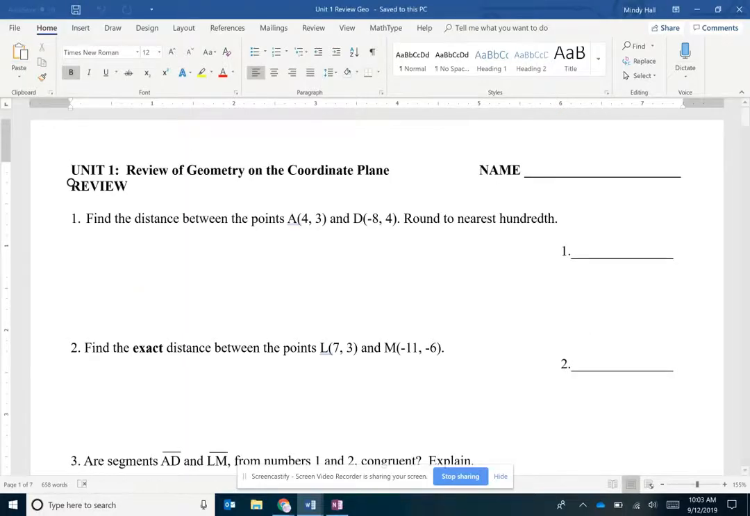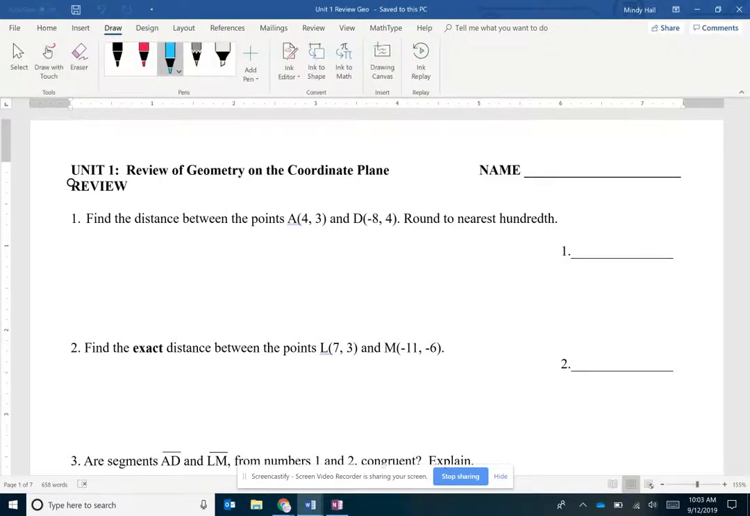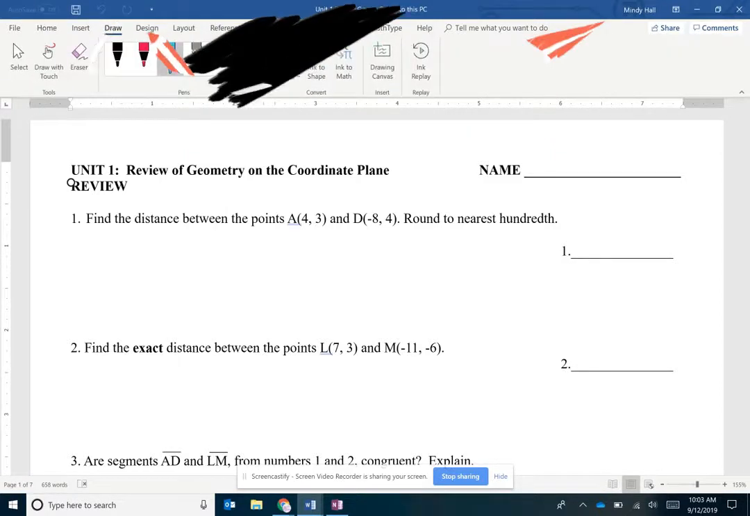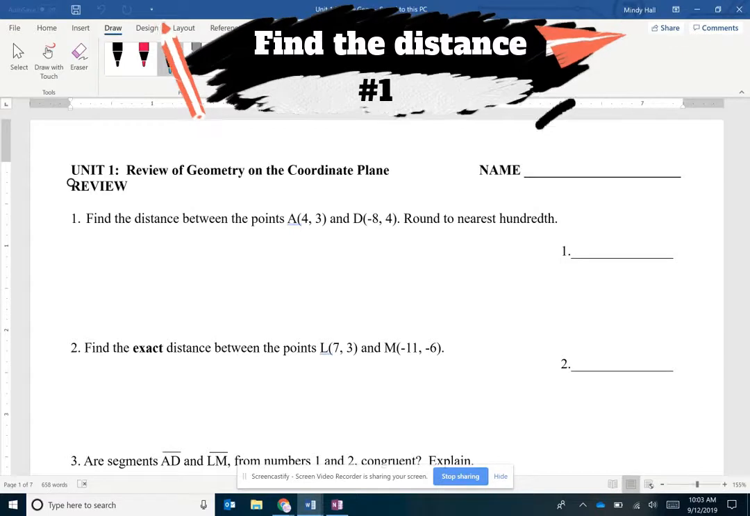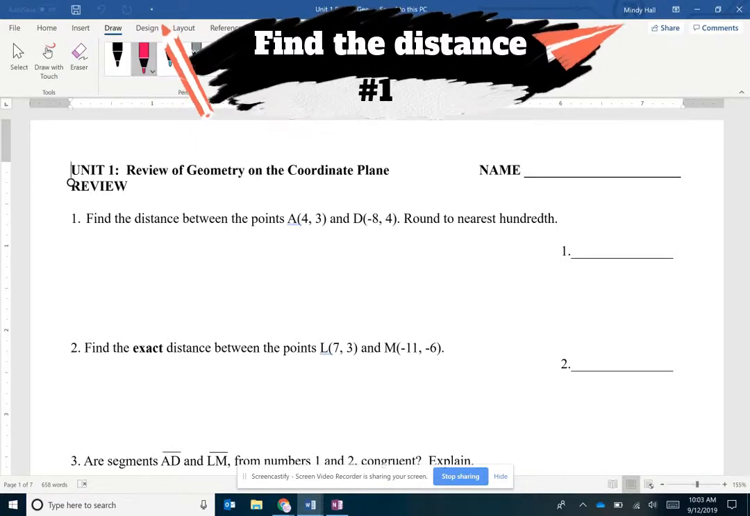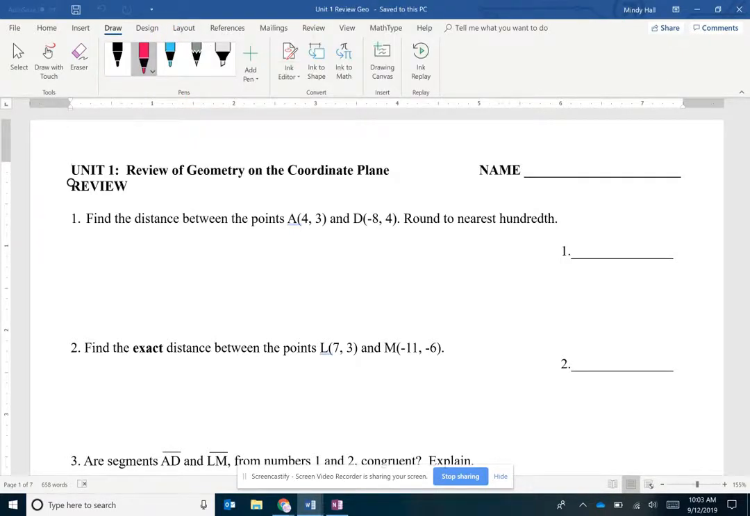Right, so we are going to do the review for the Geometry Unit 1 test. First, we are going to find the distance between the points A and D. Because we're looking for distance, we are going to be using the distance formula.